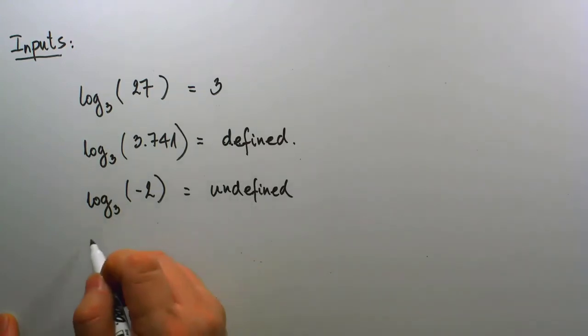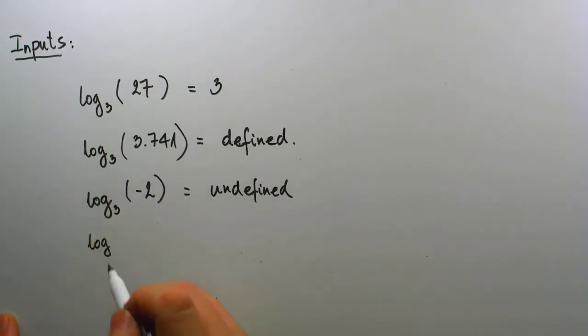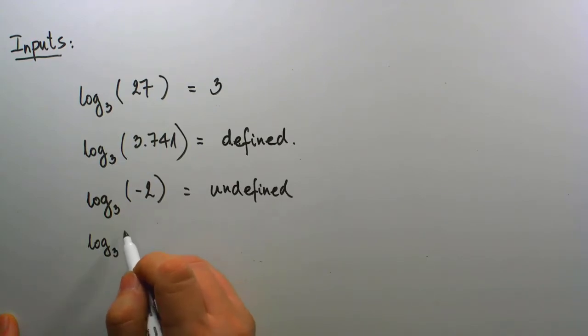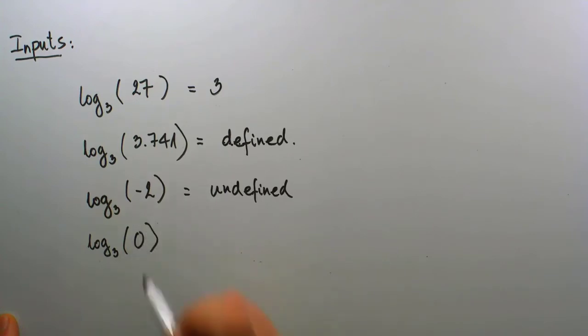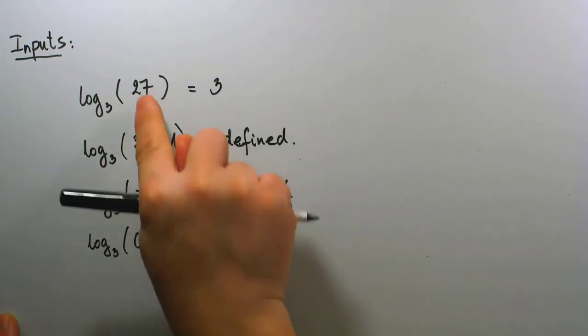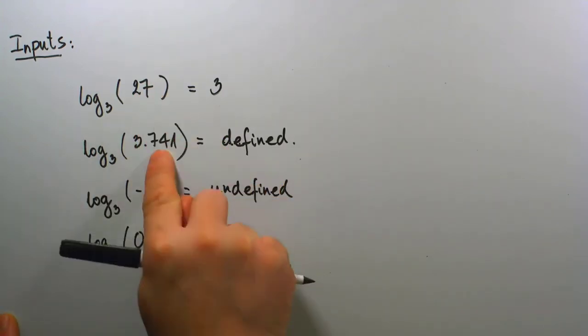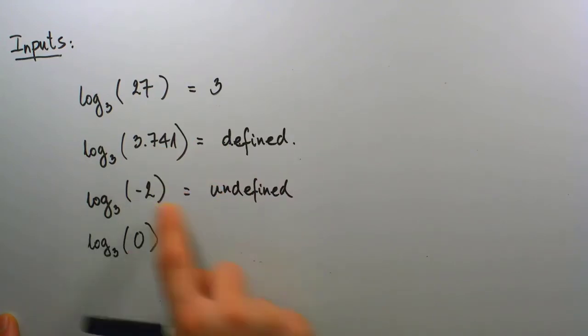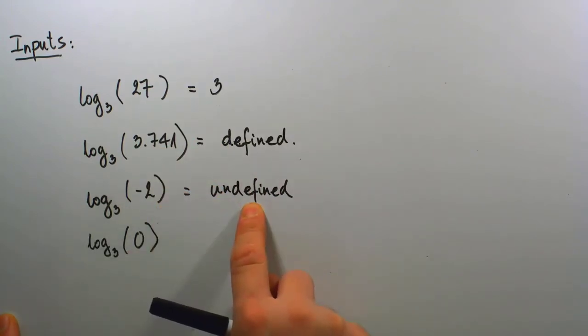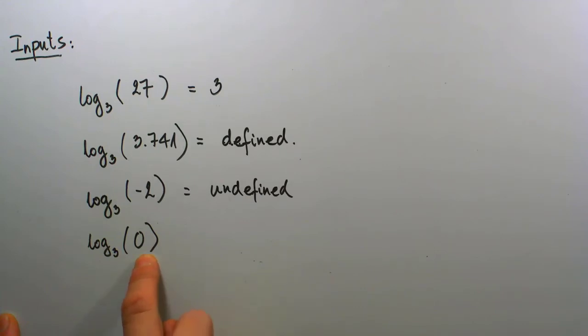And now what about the same base on the same logarithm? I'm going to call log base 3 of, how about 0? I purposely tried different inputs, some positive and some negative, and we ran into an undefined answer. And now what about an input being 0?